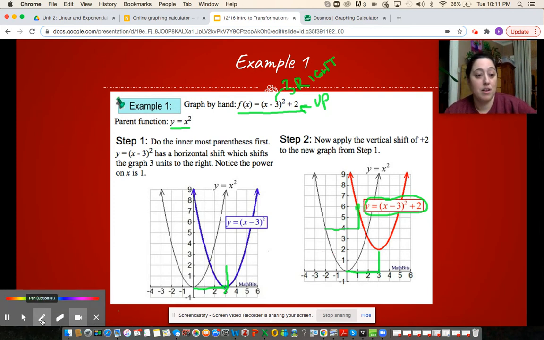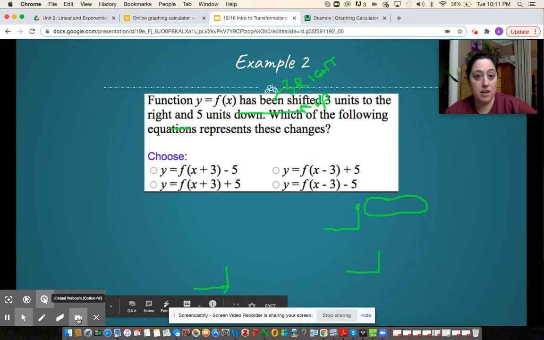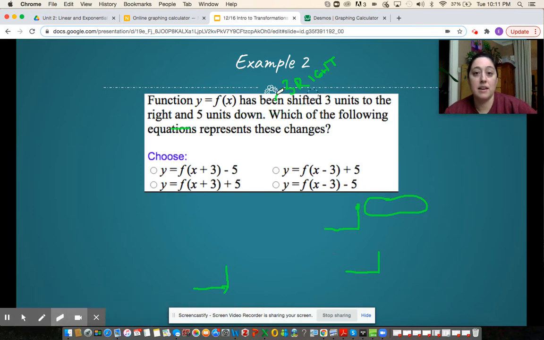Okay, so let's go to my next example. All right, so let me erase this. And here we have a function that has been shifted 3 units to the right and 5 units down. All right, see if you can choose the one. You have until I finish erasing this. Okay, 3, 2, 1.